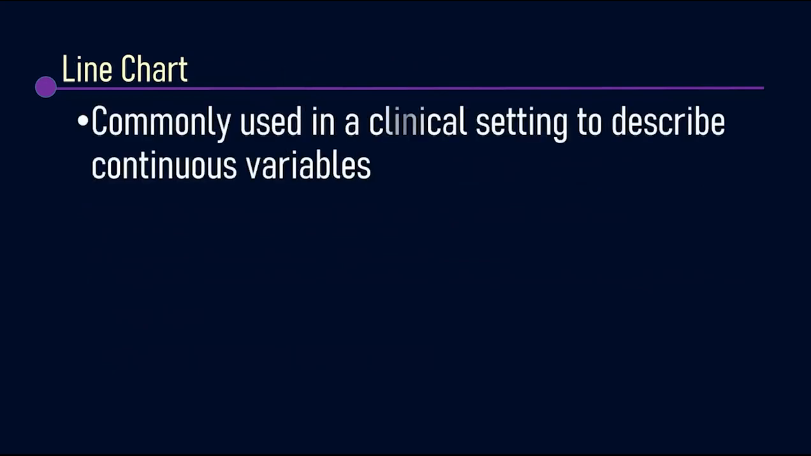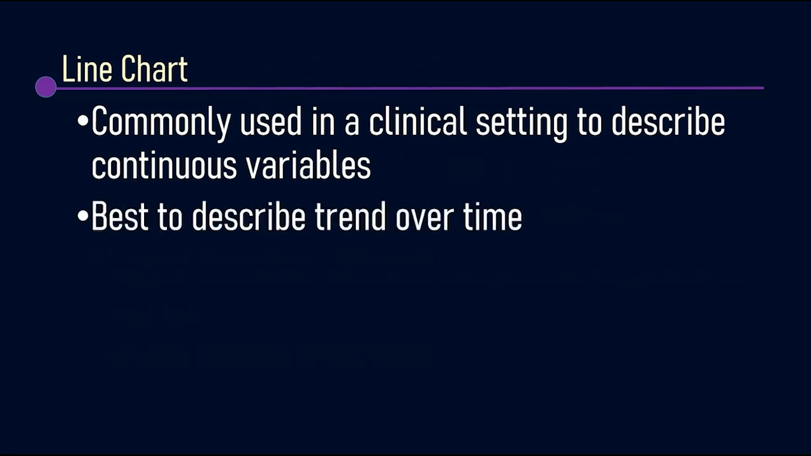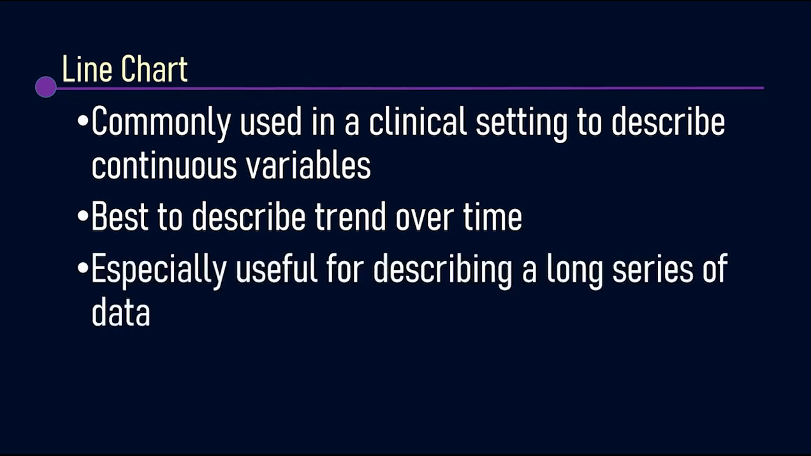Let's discuss the line chart. Line chart is commonly used in a clinical setting to describe continuous variables. You need to know, just like blood pressure, temperature, heart rate, weight, height. And it is best to describe the trend over time, what is happening with the patients or disease over time. For example, what is the trend of detection of dengue fever in Nepal in 12 months? That kind of thing is best described by a line chart, especially useful for describing a long series of data.